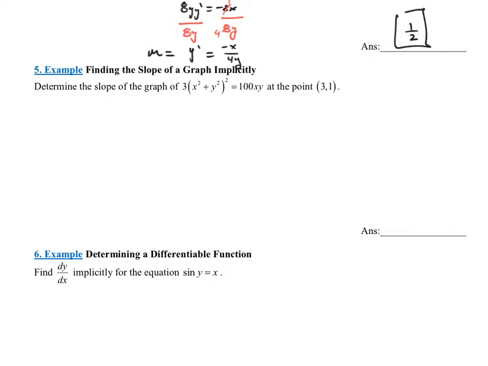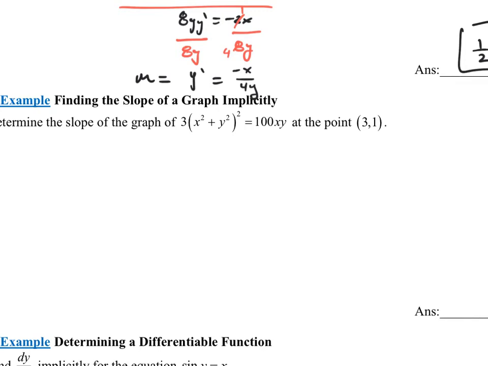Very similar problem here. It says find or determine the slope of the graph of 3 times x squared plus y squared quantity squared equals 100xy at the point 3, 1. So let's go ahead. What we need to do, again, is take the derivative with respect to x of both sides.